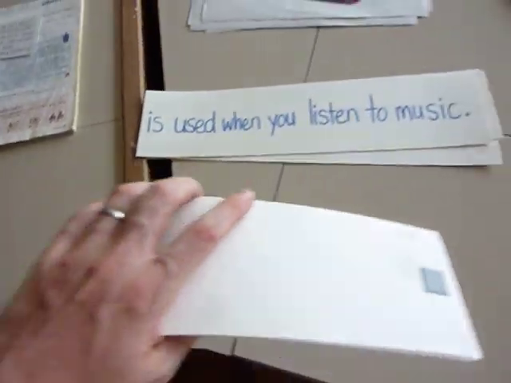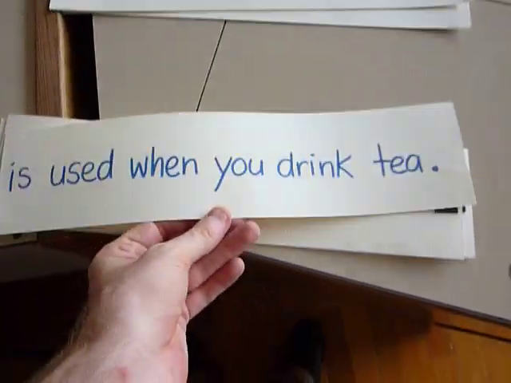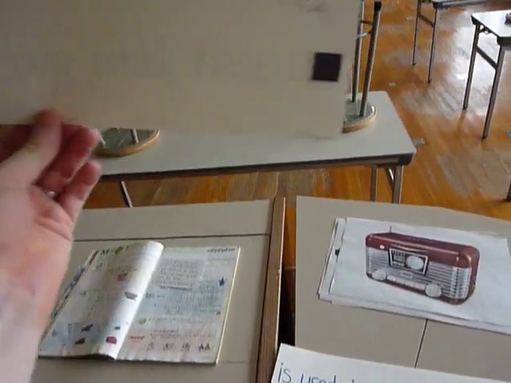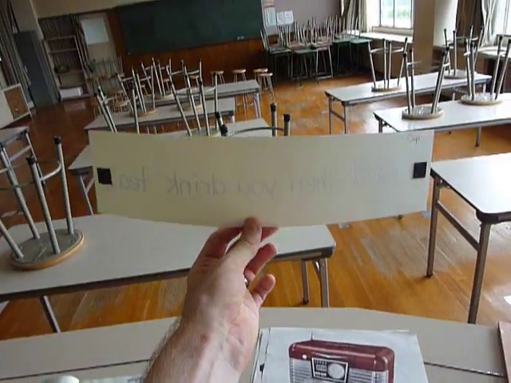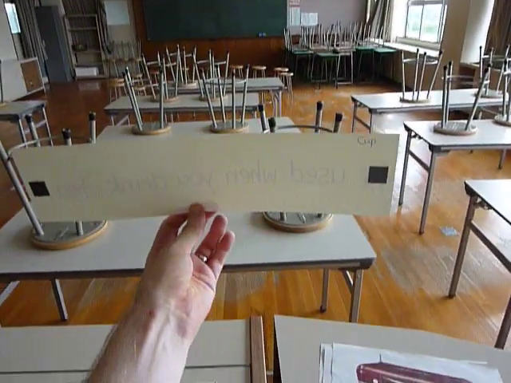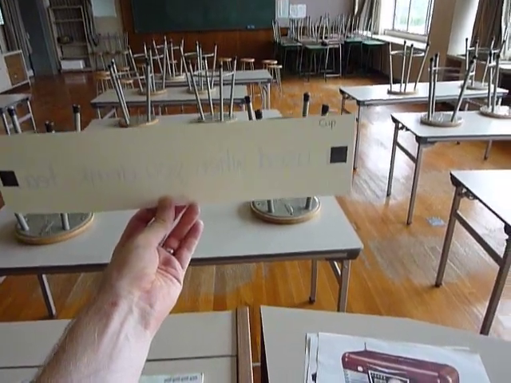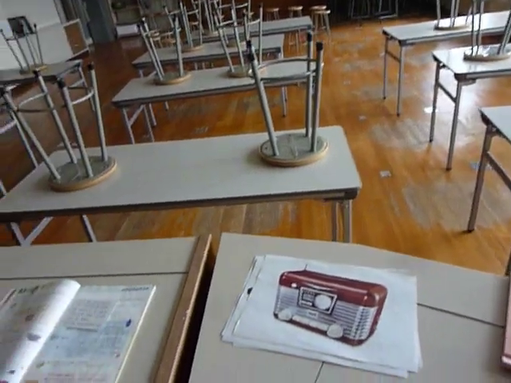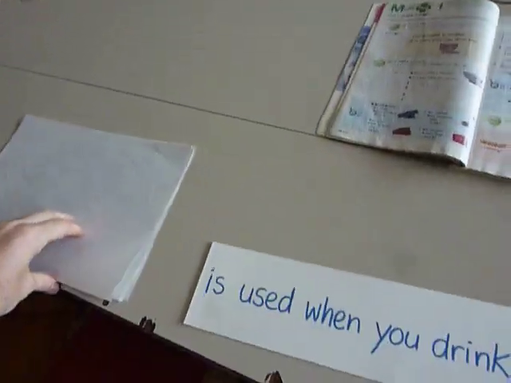Stage 2, we don't have any pictures on the board, so the students have to guess what the object might be. "Is used when you drink tea." Actually, to add an extra level of challenge now, I would hold the card up and would say, please read this card from one student. I would have to read, "is used when you drink tea." Good. Can anybody guess? And get students to volunteer answers.